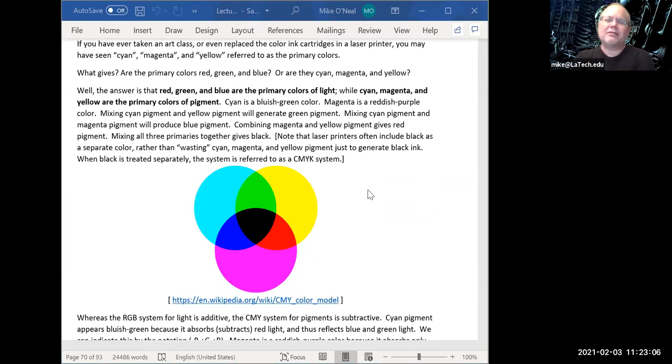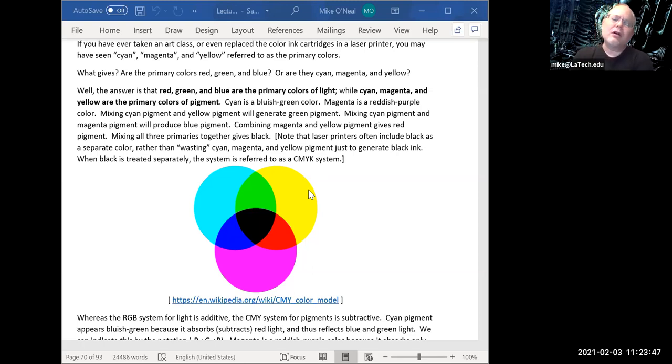And you might say, wait, you're throwing me for a loop here. I don't understand. Well, when you mix light, L-I-G-H-T, the primaries are red, green, and blue, okay? But when you mix pigment, colors that you can make into paint, the primary colors are cyan, magenta, and yellow. And you might say, I don't understand this. You just told me all about the visual system and our red, green, blue.